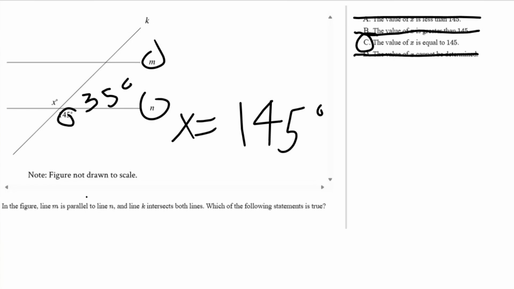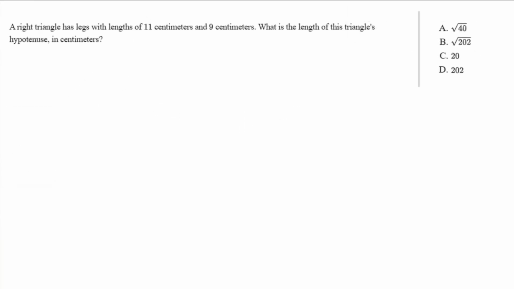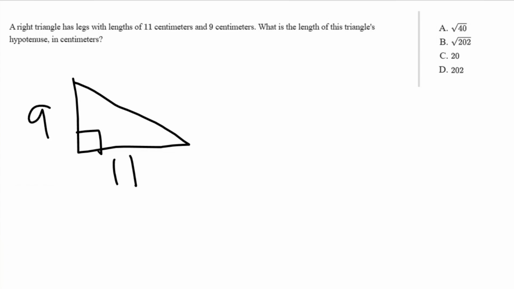It's pretty easy. You just have to make sure that you know those line tricks, that a line equals 180 degrees, and the angles that are on each side of the line must add up to be 180 degrees. So here's our next problem. A right triangle has legs with length of 11 centimeters and 9 centimeters. So right triangle, 11 and 9. What is the length of this triangle's hypotenuse in centimeters?